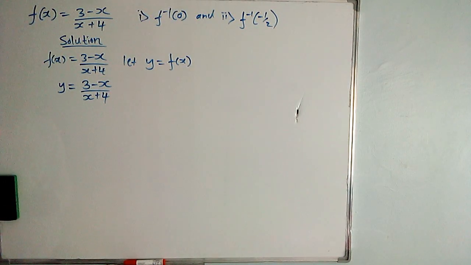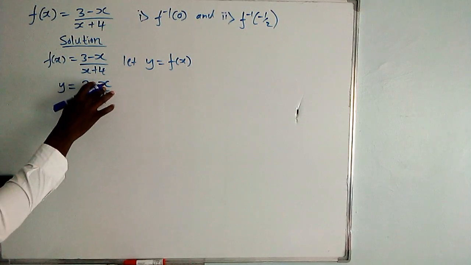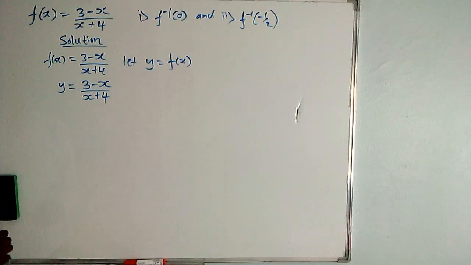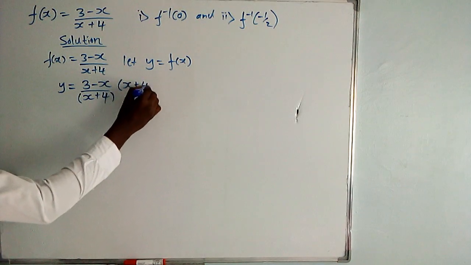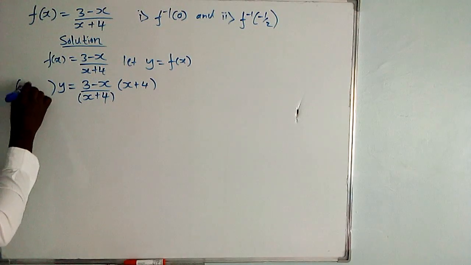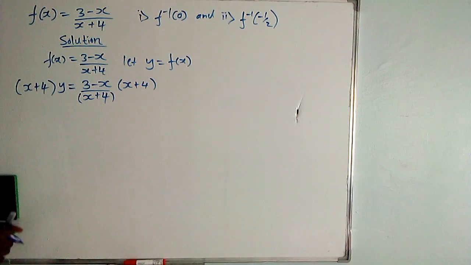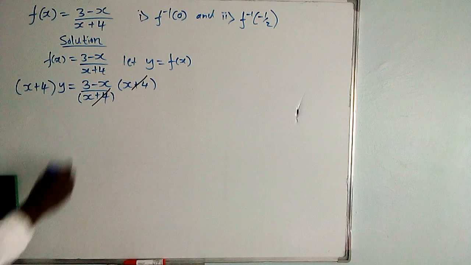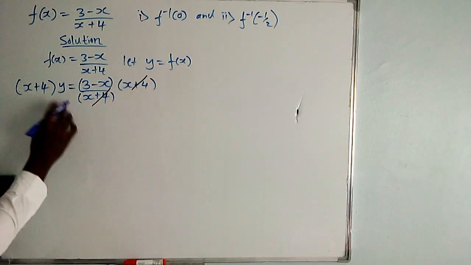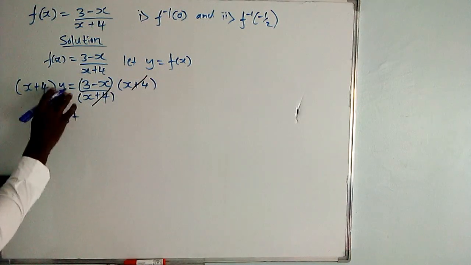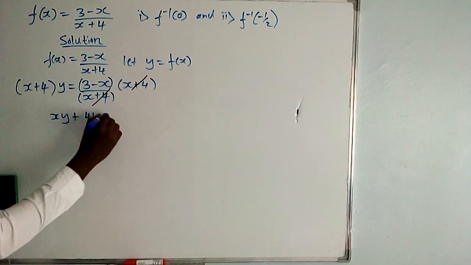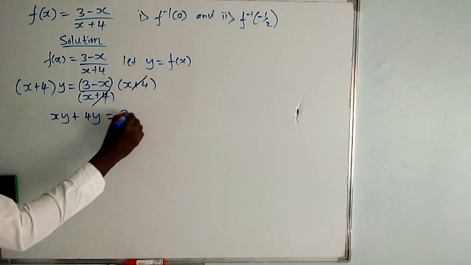So the first step, we transpose for x, meaning we make x the subject of the formula. We multiply both sides by what is in the denominator, meaning we multiply both sides by x plus 4 to get rid of the denominator. So x plus 4 cancels out with x plus 4. Then y multiplies all the terms inside the bracket: y times x, xy, plus y times 4, 4y, is equal to 3 minus x on the other side.